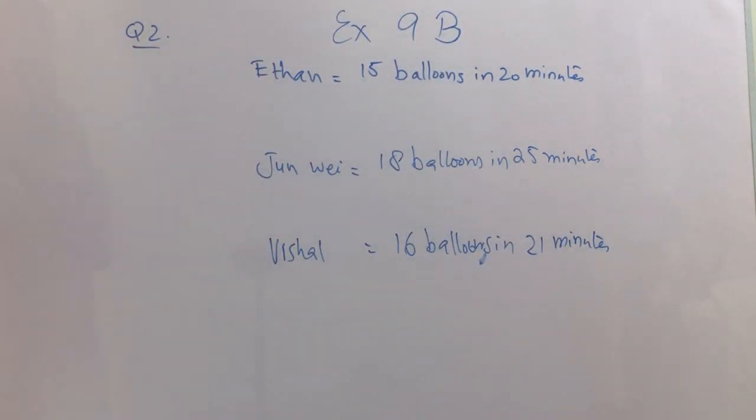So assuming that all balloons are blown to the same size, who can blow balloons at the fastest rate? Ethan is blowing 15 balloons in 20 minutes, 18 balloons in 25 minutes by Junwei, and Vishal will blow 16 balloons in 21 minutes. So we need to see who is the fastest. Okay, so we'll be finding the rate. A rate means balloons in 1 minute.